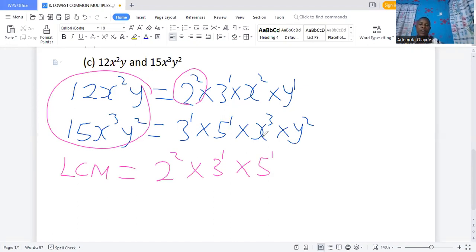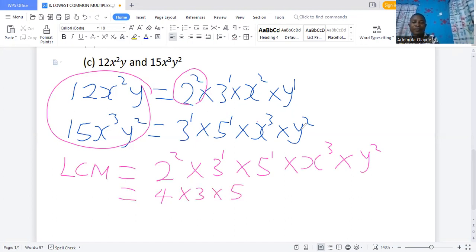And in the family of x, we have x to the power of 3, we have x to the power of 2, choose x to the power of 3. And in the family of y, y squared has higher power. This will now give us 4 times 3 times 5 times x cubed times y squared.